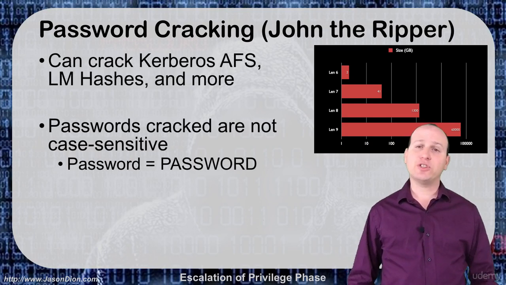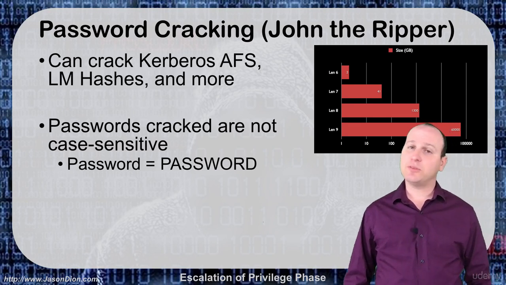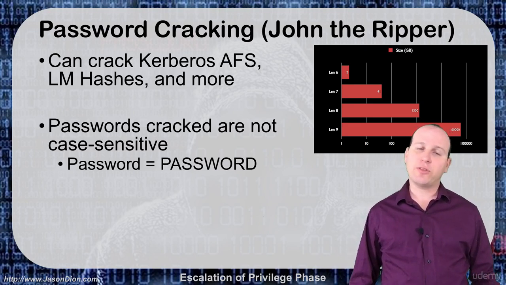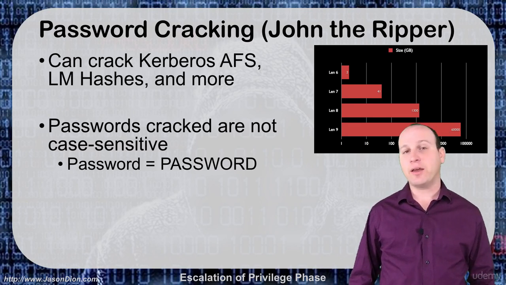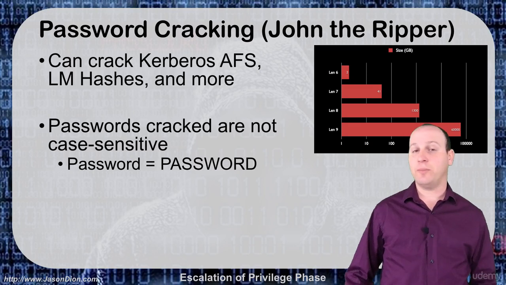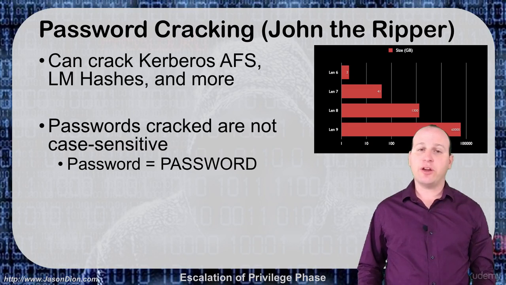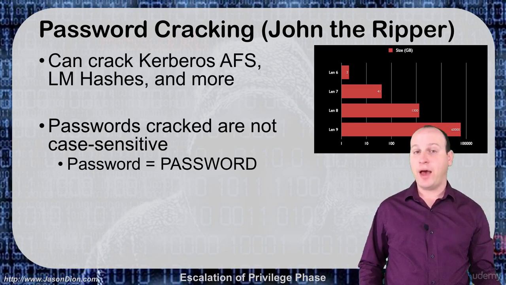Another one we have out there is John the Ripper. Now, John the Ripper can crack Kerberos, LanMan hashes, and more. And the passwords that are cracked, though, are not case sensitive. So if I come back and it cracks it and says it's password, it could be all capital, all lowercase, or a mixture of the two. I don't really know, but at least I've gotten it down into something reasonable. And now the fact that I know that it's 8 characters and it has password as the letters, I can start going through it, and there's only a couple of options and I'll be able to figure it out pretty quickly.